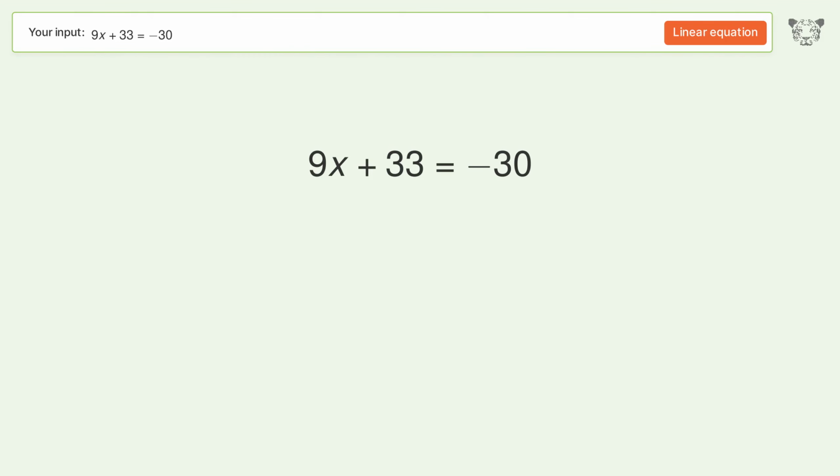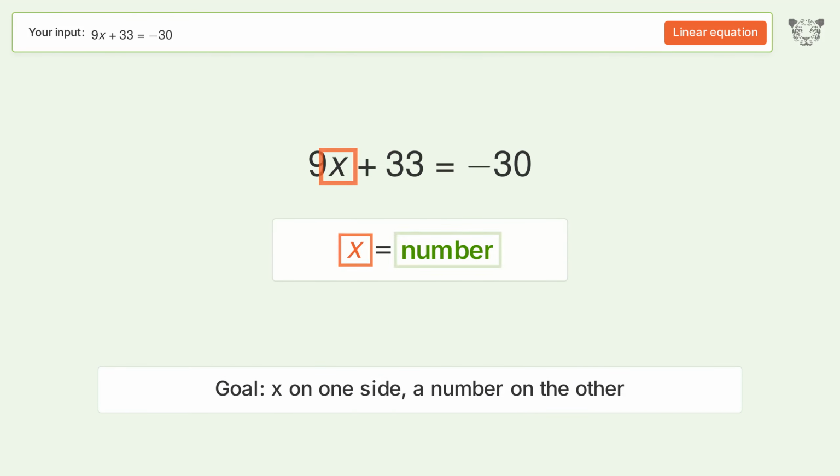Here is the linear equation we are asked to solve. 9 times x plus 33 equals negative 30. Solving means leaving the variable alone on one side, with a number on the other. Let's do this step by step.